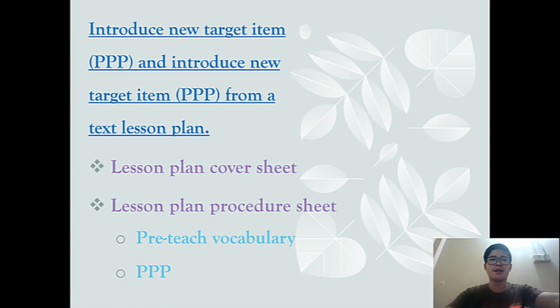First P is the abbreviation of presentation of new target item. There are some main points in the presentation stage. For instance, set the scene, introduce new language, comprehension check, highlight the target items, substitution table, concept check, and concept questions. Normally, concept check is about form, meaning, usage, and a timeline of the new target item.